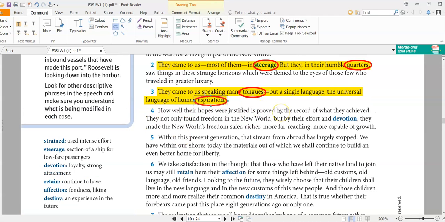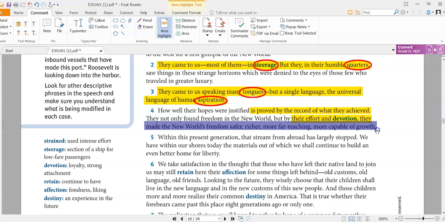How well their hopes were justified is proved by the record of what they achieved. So when they came to America, they were very successful. They achieved a lot that proved that their hopes were justified. They found freedom, but they also had effort and devotion, and they contributed to making America even better than it was before.